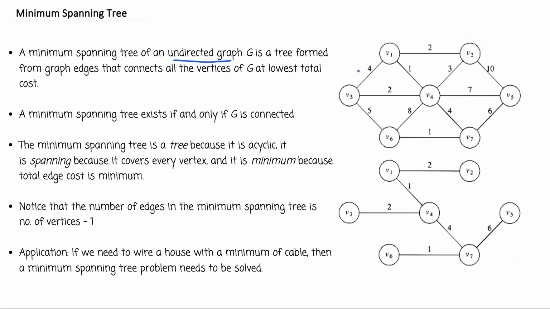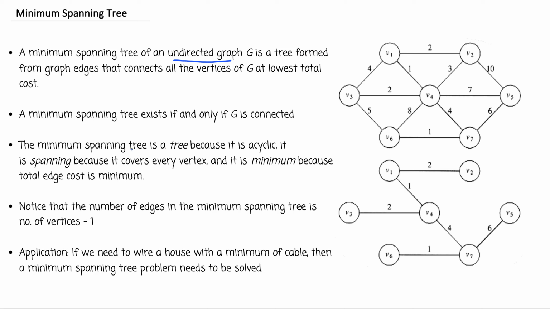Essentially, we will be finding a tree from a graph such that the edges of that tree will have a minimum total cost and the edges should connect all of its vertices. A minimum spanning tree exists if and only if the graph is connected. We know what a connected graph is. A connected graph is a graph where we can go from any vertex to any other vertex. The condition for having a minimum spanning tree is that the graph should be connected.